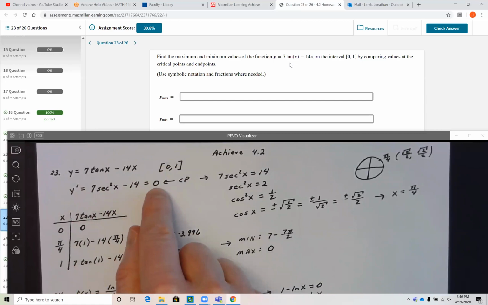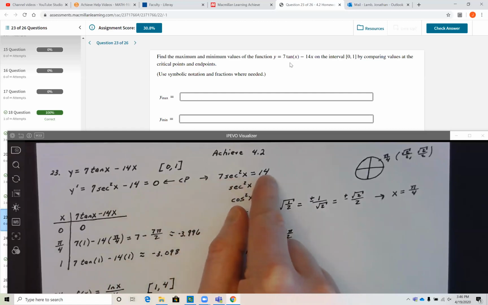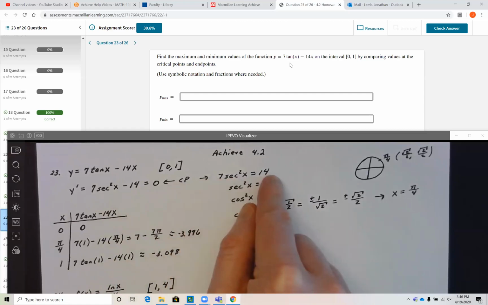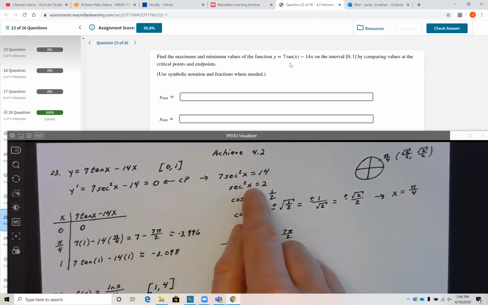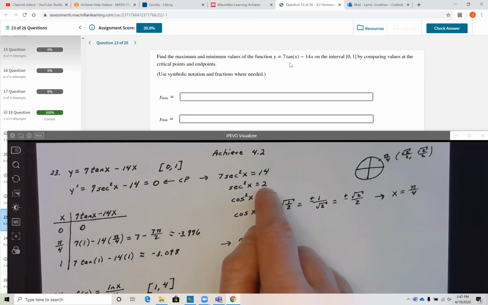The critical points occur when that derivative is equal to 0. So that's equal to 0 when 7 secant squared x is equal to 14. I can divide by 7 on both sides, and I get secant squared x is equal to 2. Well, if secant squared x is equal to 2, I think it's easier to solve for this by taking the reciprocal of both sides. Remember, cosine squared is the reciprocal of secant squared. So then I take the reciprocal of the right-hand side as well. 1/2 is the reciprocal of 2. Much easier to solve now.